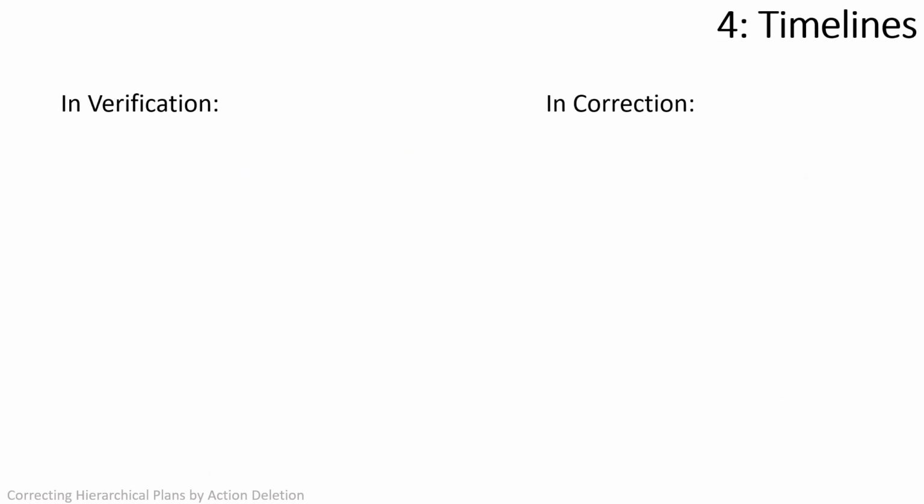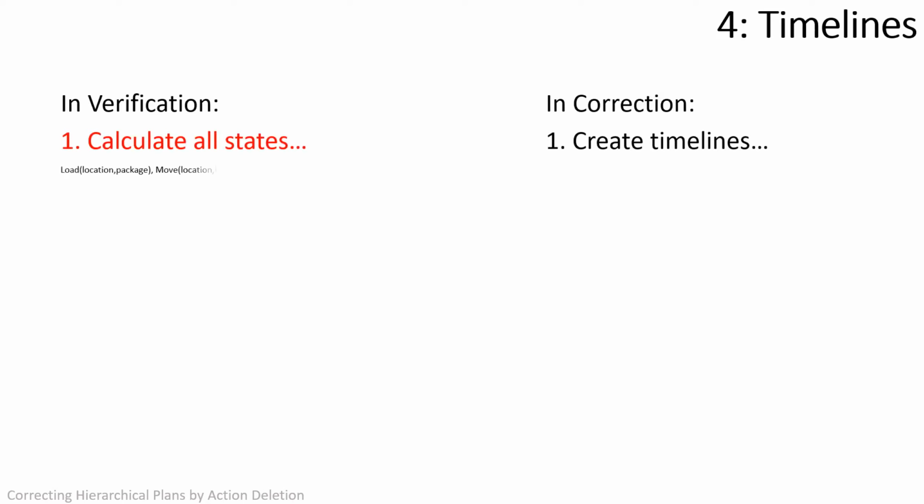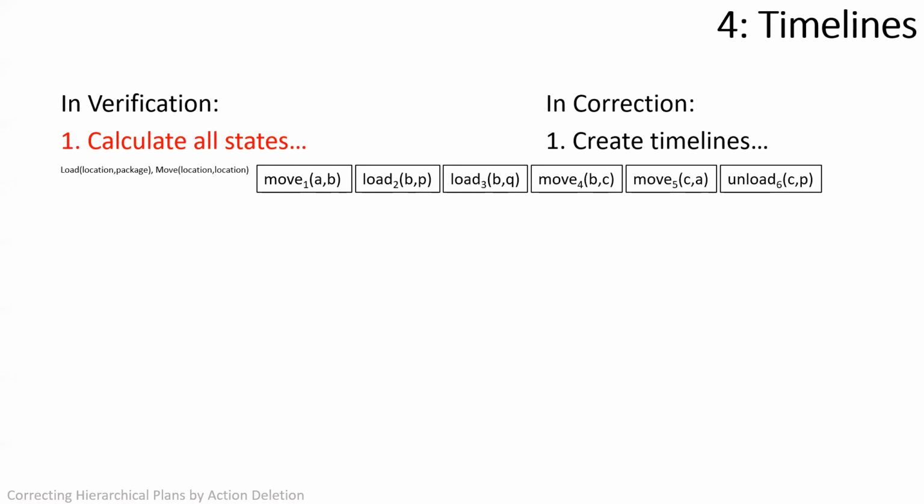All right, so let's start on how we solve this. In verification, the first thing was to calculate all states. In correction, we actually can't do that. Why not? Well, because the state changes. If you delete an action, the state is going to be different.